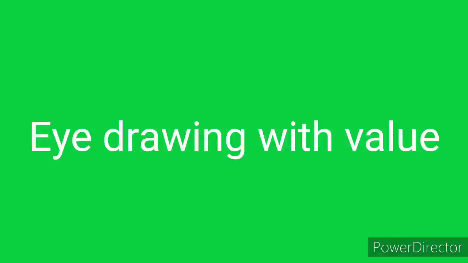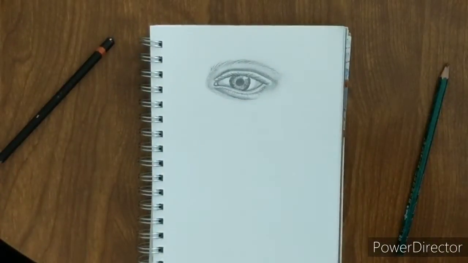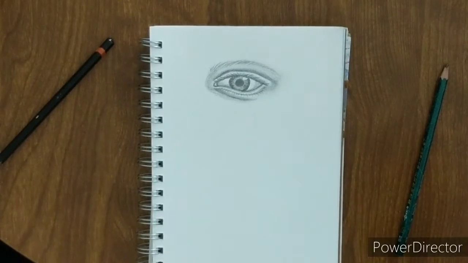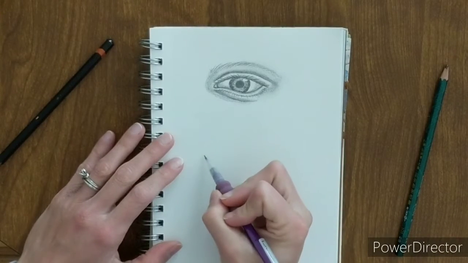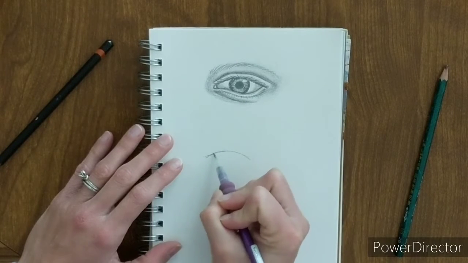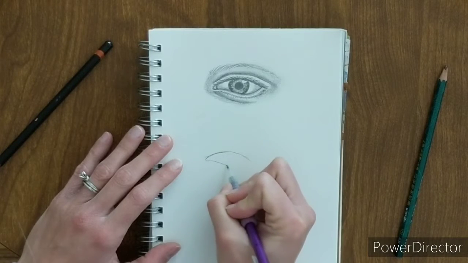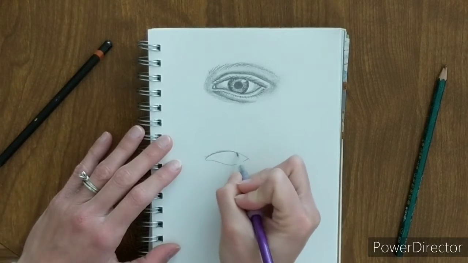Today I'm going to walk you through how to draw an eye and apply some value. So today the first step would be to start with a basic line drawing of your eye and then apply your value. This is something you could add into your final drawing, but you don't have to. But if you are drawing yourself or have a different reference picture, you can use that to guide you as well.